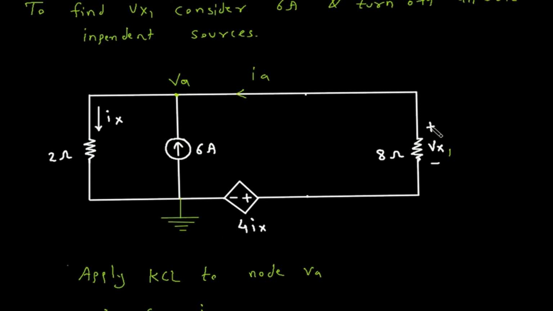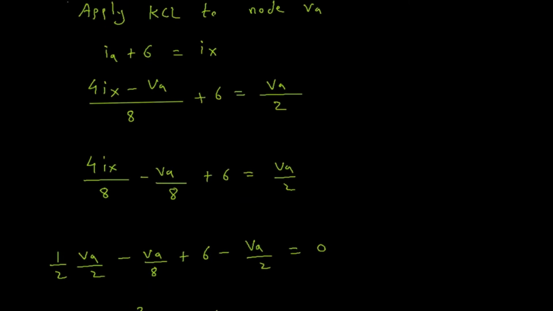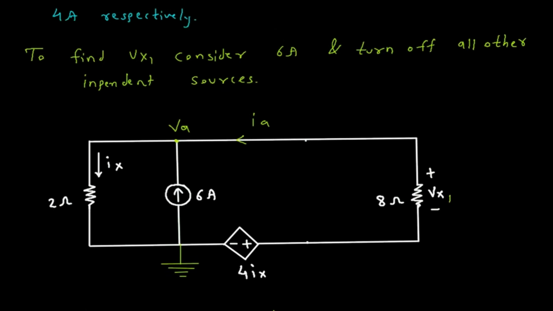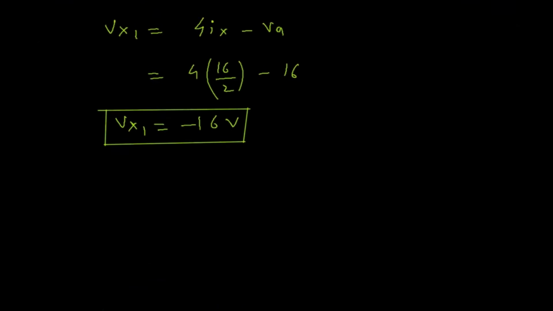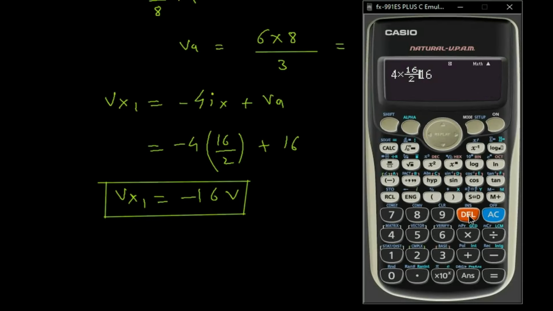Also here we can see that the polarity of Vx1 is opposite. So this will be minus 16 because of the polarity. This will be like minus 4Ix then plus VA, so here also this will be plus and this will be minus. So minus 16 is the value of Vx1.